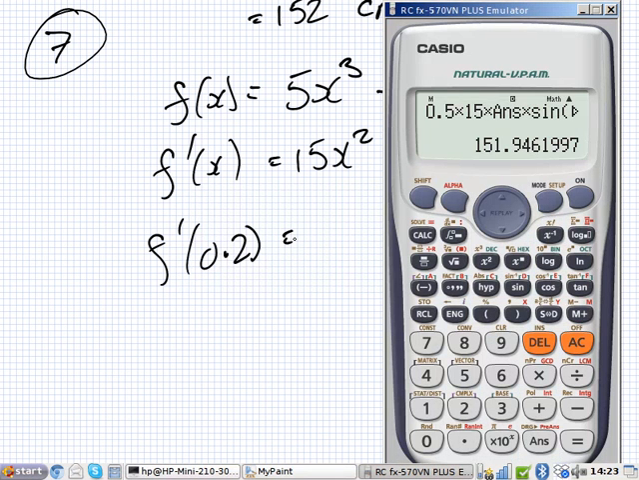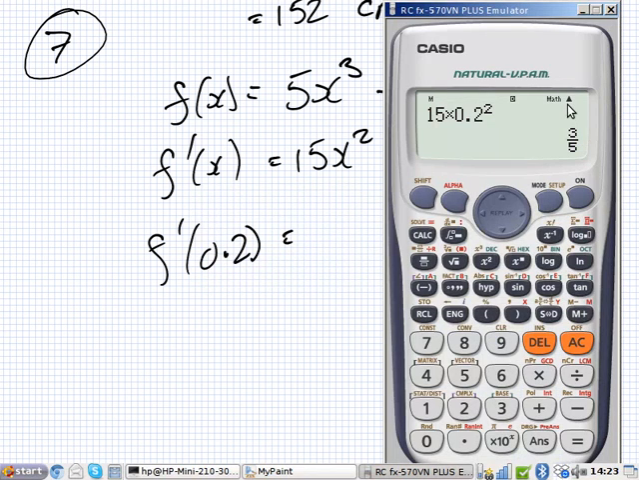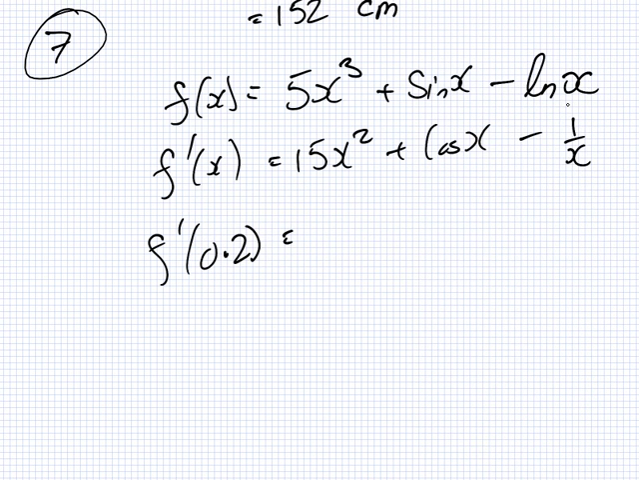Let's see. Now, what mode am I in? Degree or radian? What should I be in? Radian. Yeah. Why? Good question. Yeah, because if I meant 0.2 degrees, I would have said 0.2 degrees. But the question said 0.2. So this is actually a radian. Okay.